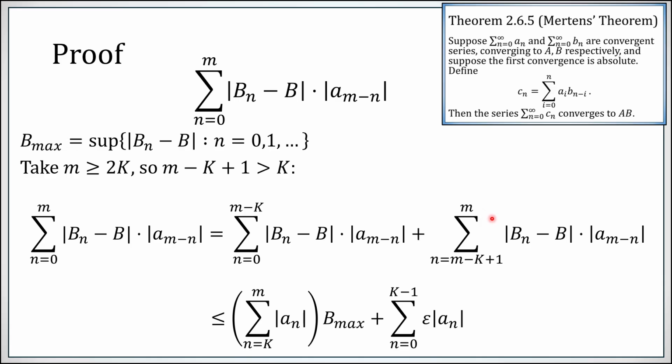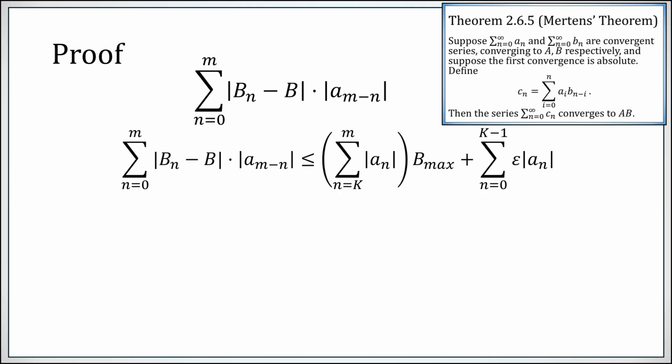In this second term, we also had that this, for large indices, was less than epsilon. So replace that with an epsilon, and again, as n goes from this value to this one, a sub m minus n accounts for indices 0 to k minus 1. So the less than or equal comes from replacing this with B max and this with epsilon. So here's where we are now. The thing we need to estimate is less than or equal to the sum of these two terms.